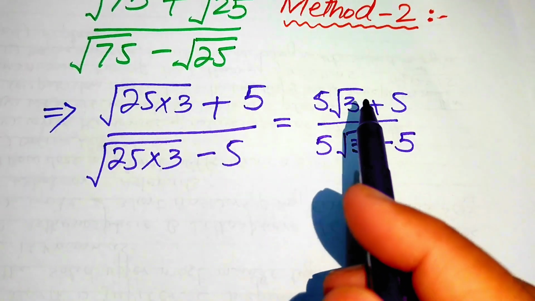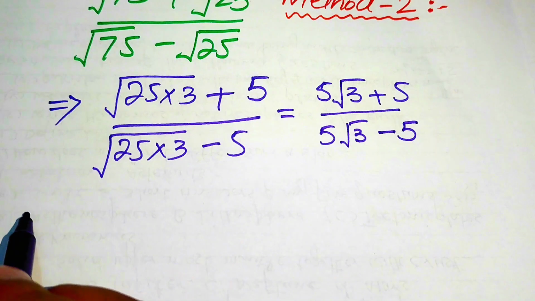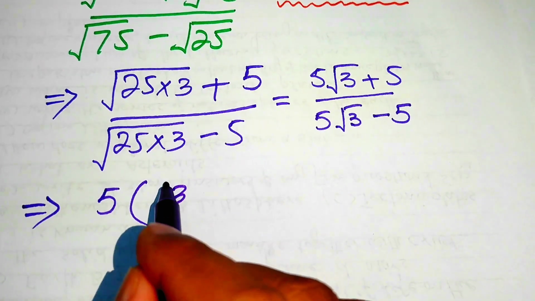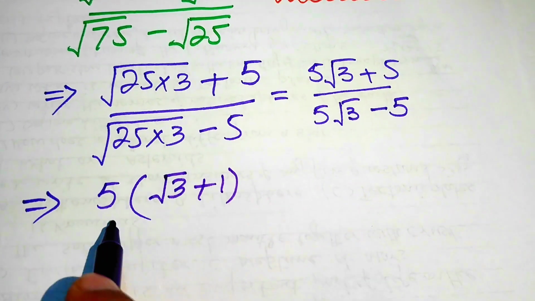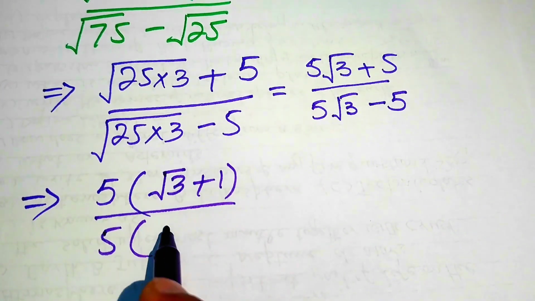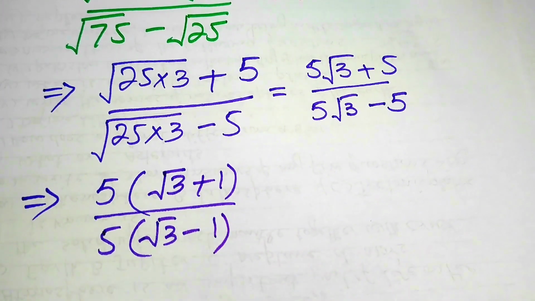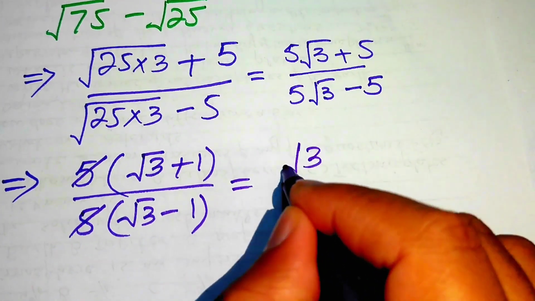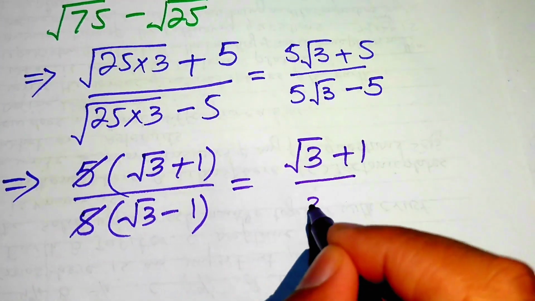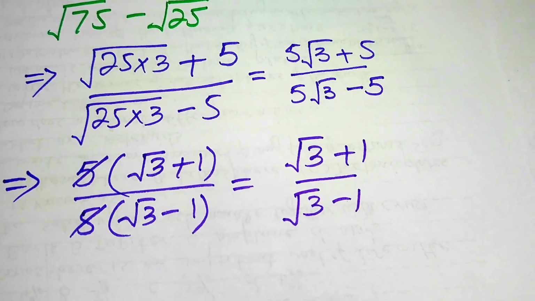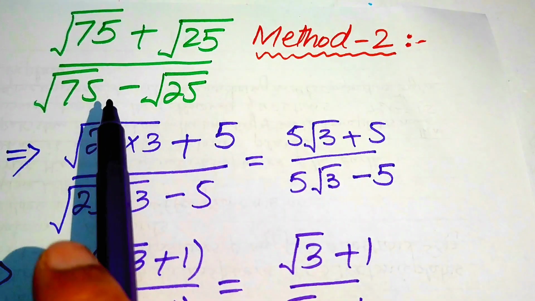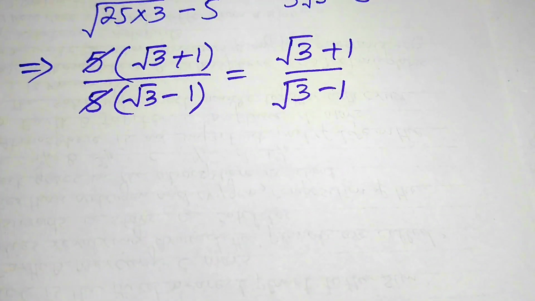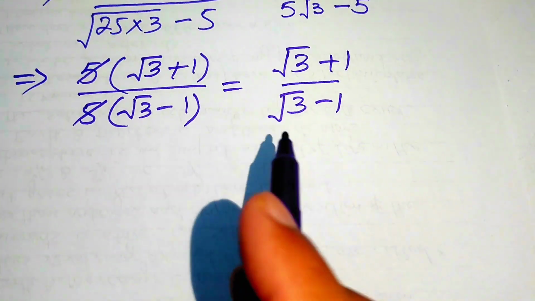And now you focus on the above terms, and you see here we have 5 as the common term, so we take 5 common, and the remaining terms are square root of 3 plus 1 divided by 5 times square root of 3 minus 1. So this 5 is cancelled out by this 5, and we obtain here square root of 3 plus 1 divided by square root of 3 minus 1. So now here first we write our given question in simplified form, and now we take the rationalization of the denominator, and then we simplify, and we easily get its simplified form.